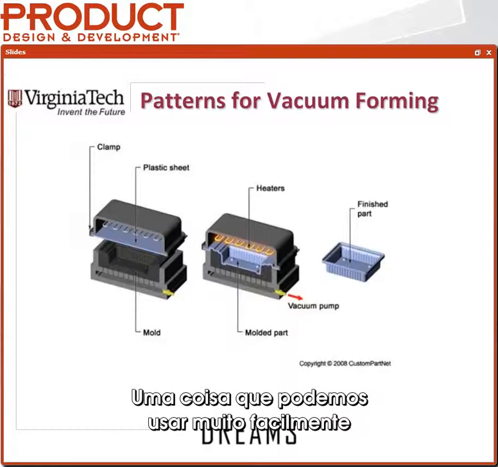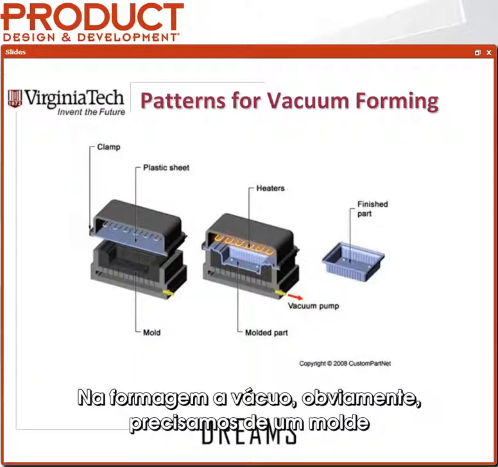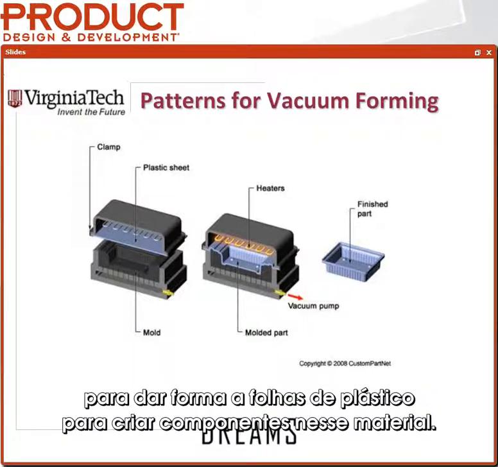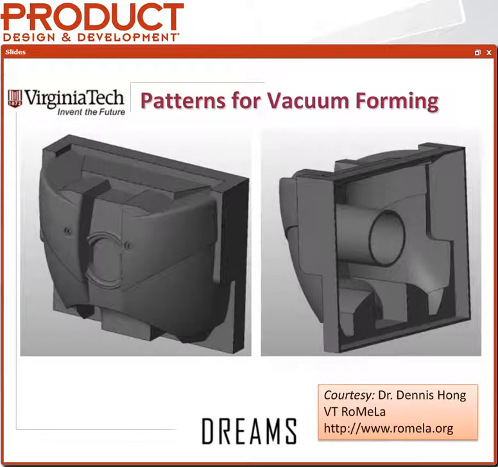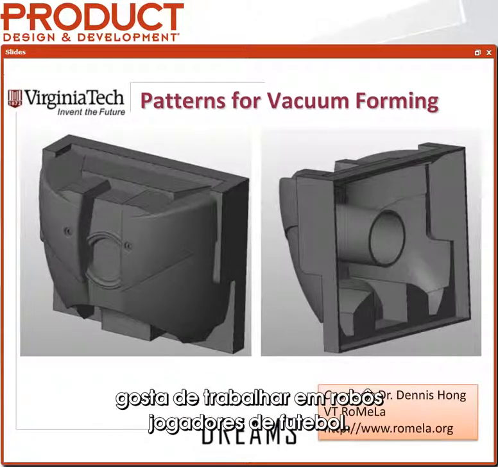And one thing that we can use very easily is in the process of vacuum forming. In vacuum forming, obviously, we have to have a mold in which we form plastic sheets to create plastic components. And a good friend of mine, Dr. Dennis Hong, who runs the RoMeLa Lab, he likes to work on soccer-playing robots.